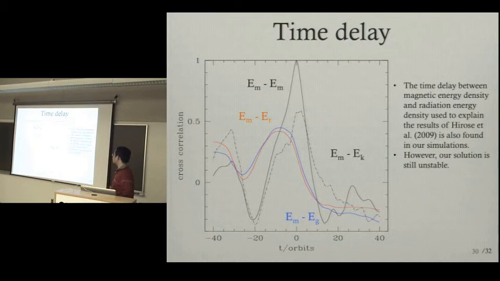We can also calculate the cross correlation between the different forms of energy in our simulations. This is the self-correlation of the magnetic energy density. This is the correlation between the magnetic density and the radiation density. And this is the magnetic density and the gas internal energy density. We can see that in our simulations, we also find a delay between the radiation density and the magnetic density. I think this is a fundamental property of the MRI. However, the disk is still thermally unstable. That means the time delay is not the key to making the disk stable.